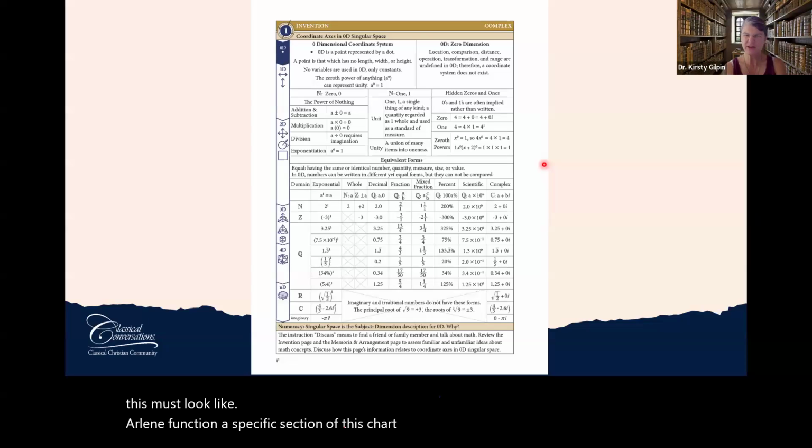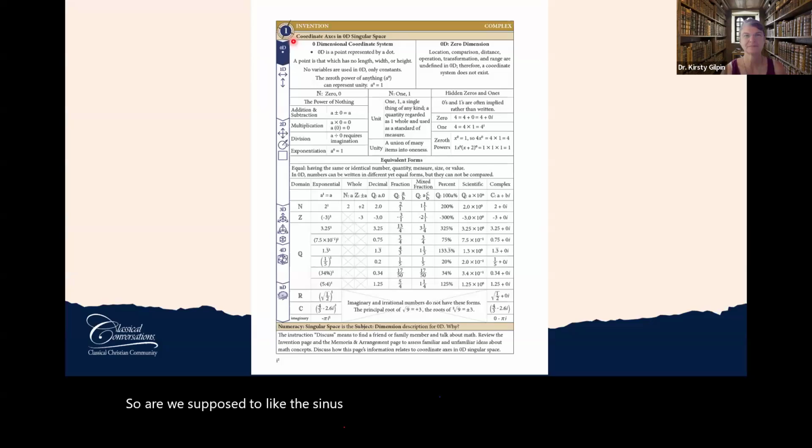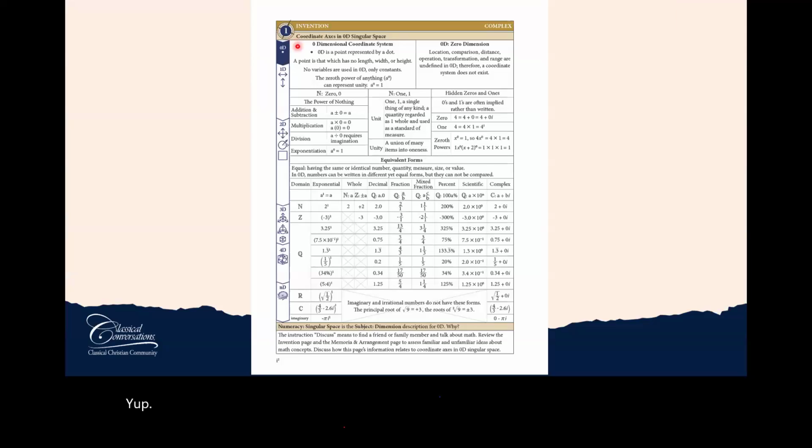It does feel overwhelming. I agree. There's a lot to look at as a whole. And I noticed that there's a bold section here. So this bold section is telling us we're in 0D, which is the booklet that we're in, the domain that we're in. I'm sorry, not the domain, the dimension that we're in. Yep. Does that indicate in any way that we should be focusing on that top section that talks about 0D?